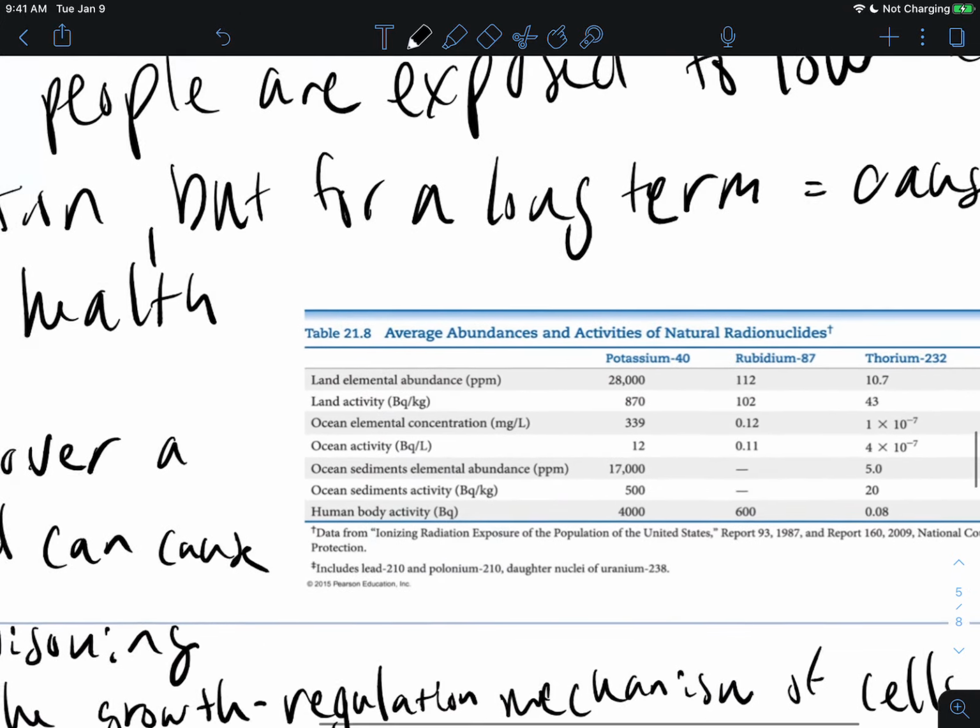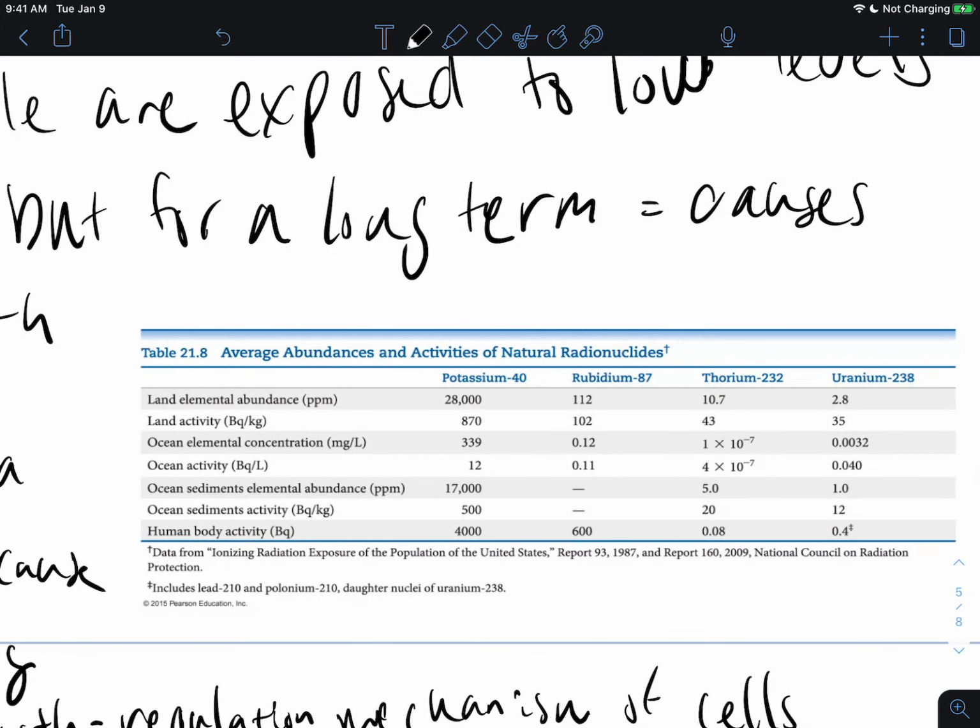Here's just a table with a couple of different natural radionuclides that we can be exposed to. For instance, potassium-40, the one found in bananas that causes low levels of radiation to be found in the body. And there's going to be low levels of radiation in everybody's body no matter what, because there are many things that we are exposed to that are going to expose us to radiation.